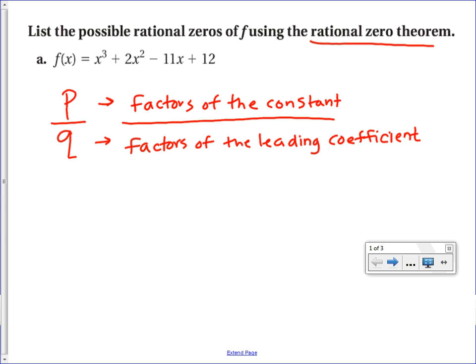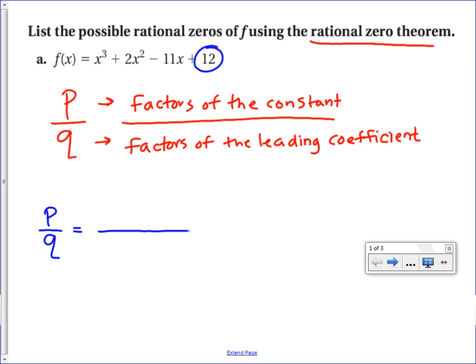So for this polynomial, when we set up all of our fractions, P over Q, our P is going to include any factors of the constant term, which is 12 here. The constant term is the one that has no x next to it. So all the factors of 12 have to go on the top of our fraction. Now the factors of 12 include like 1 and 12, and 2 and 6, and 3 and 4, right? But could also include -1 and -12, or -2 and -6. So we have to make sure that we just put plus minus in front of all of our factors.